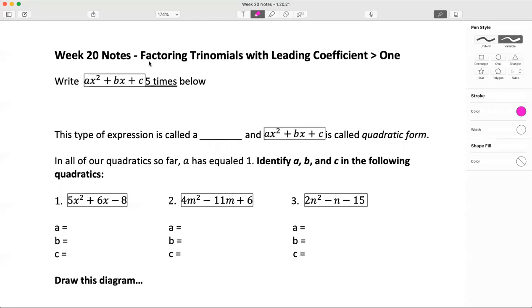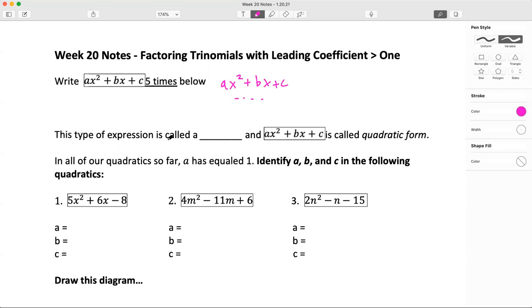Week 20 notes. In this video, we're going to learn how to factor trinomials with a leading coefficient greater than 1. This expression right here, ax squared plus bx plus c, you're going to write 5 times below. Ax squared plus bx plus c. And you're going to write it 4 more times below.